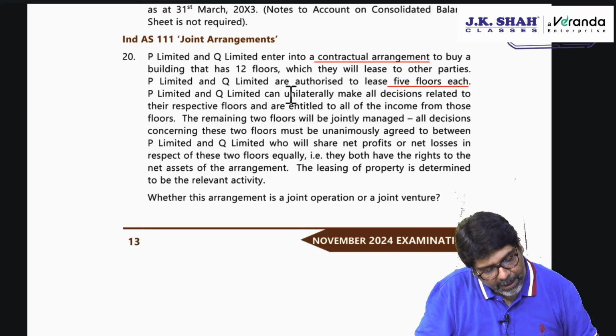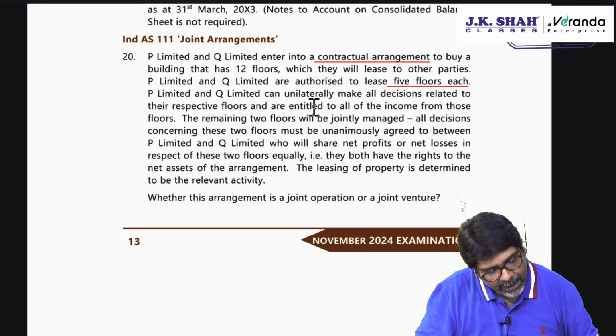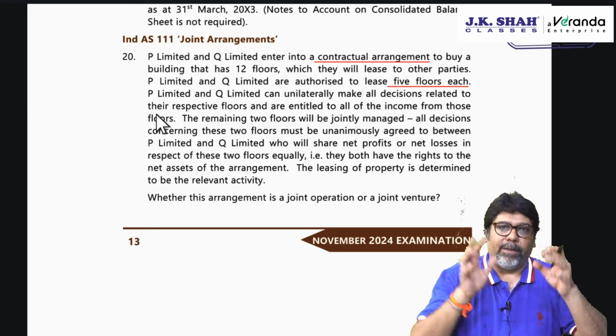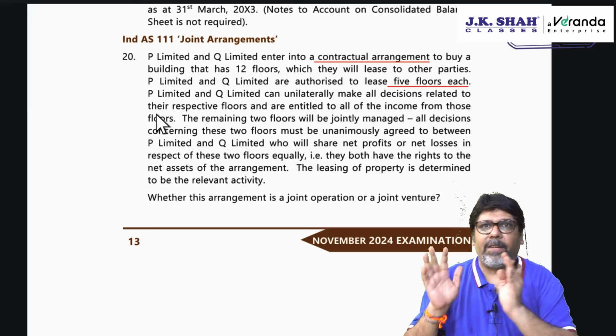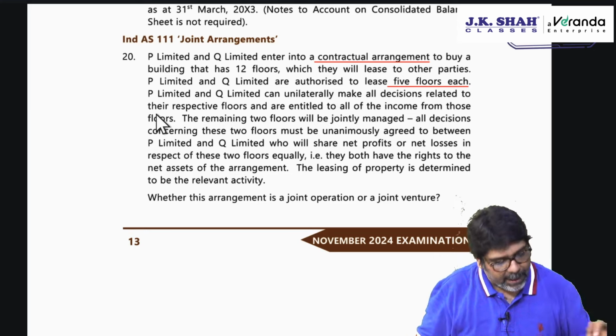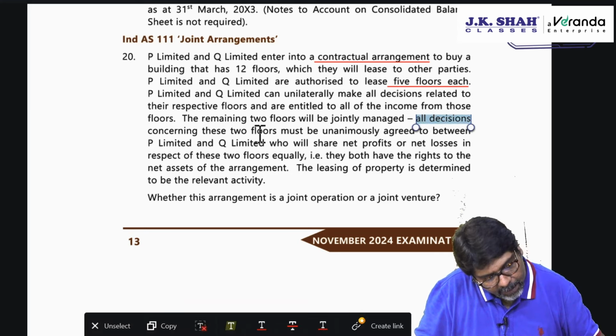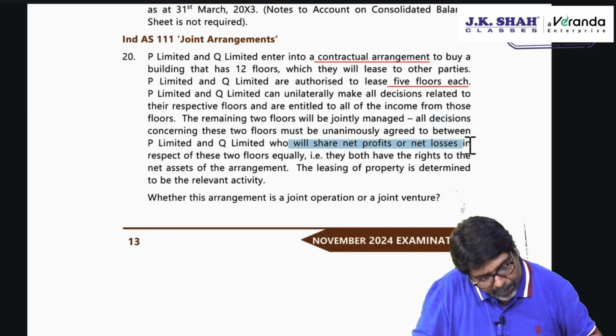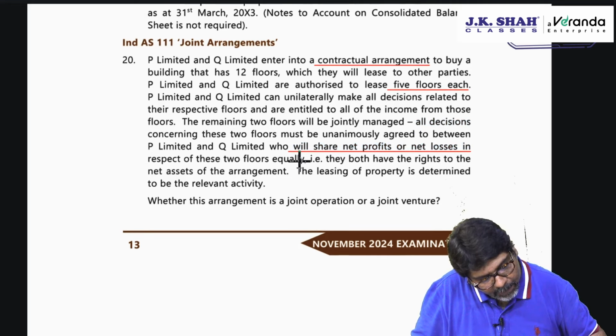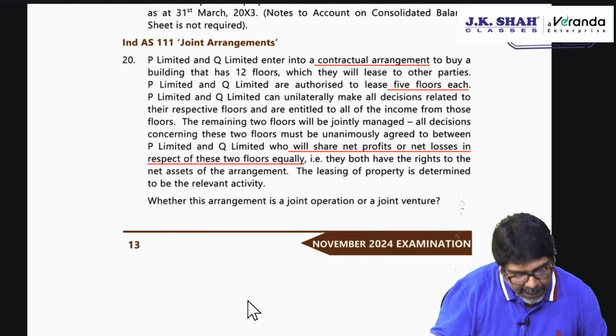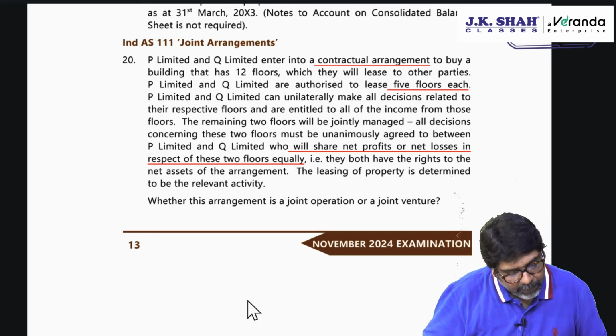P Limited and Q Limited can unilaterally take all decisions related to their respective floors. Unilaterally means individually, and entitled to all income from those. So for 5 floors, P is responsible, for the remaining 5 floors, Q. So that is investment property, Ind AS 40. The remaining 2 floors will be jointly managed. All decisions concerning these floors must be unanimously agreed between the parties P Limited and Q Limited, who will share net profits or net assets in respect of these 2 floors equally. So they will share net profit and losses equally.